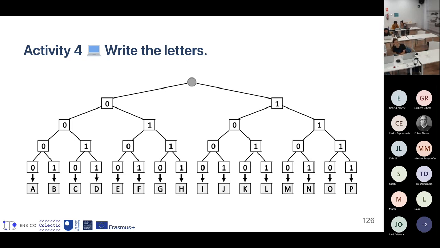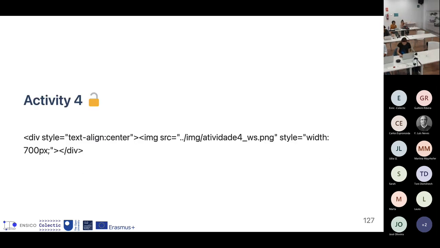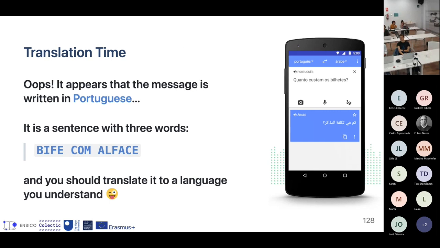Happy New Year. Okay, so we have 3 responses and they're all correct, I think. Yeah. So the 13 letters actually correspond to a sentence with 3 words. So if we introduce spaces, we get beef com alface, which is in Portuguese, okay? So you need to go to Google Translator and translate it to a language you understand, namely Spanish or English, okay? I have no idea how to say this in Spanish.